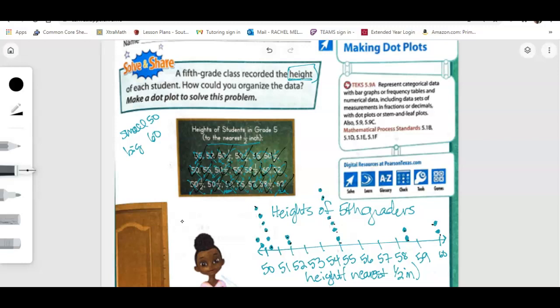Also, it is okay if I wanted to go in here and put these halves back in there as a label. And then, of course, like we did yesterday, I can easily see that 55 and 50 and a half were the heights that were the most common, right?